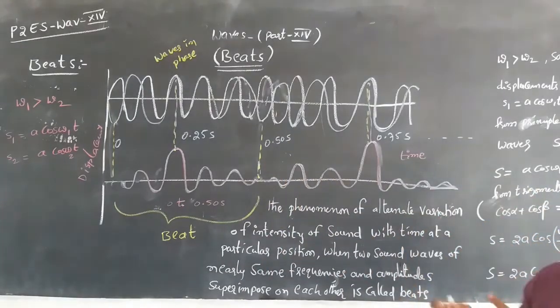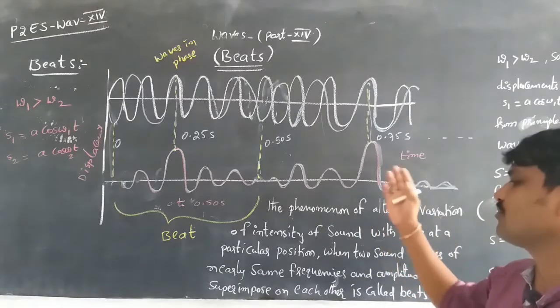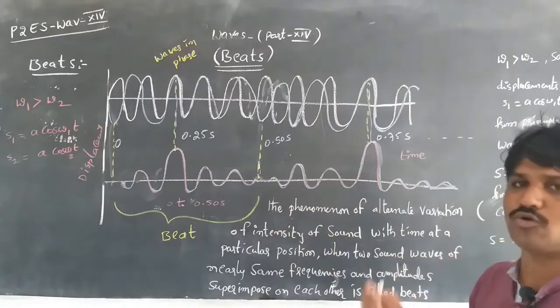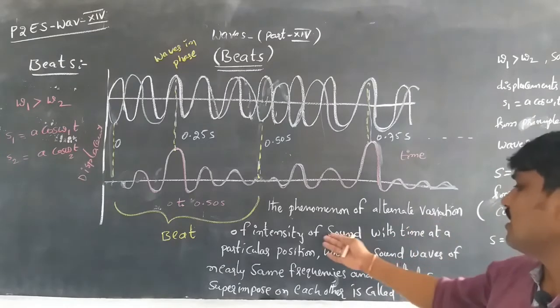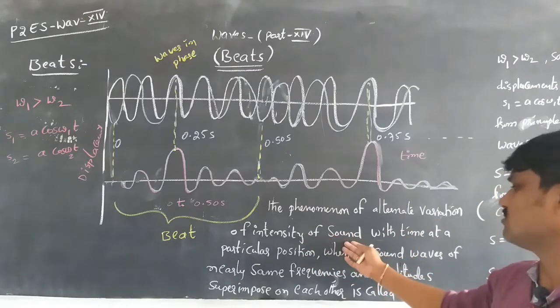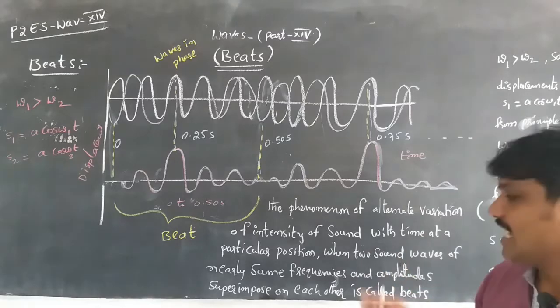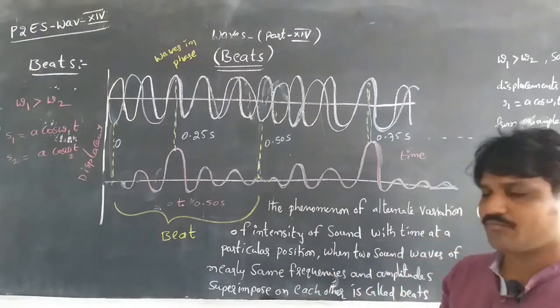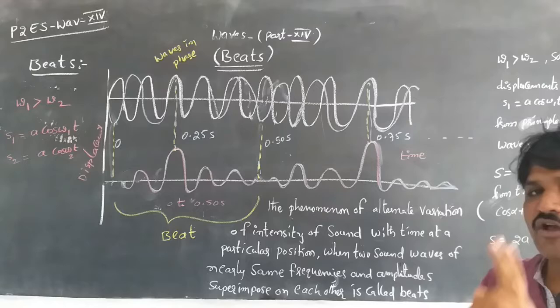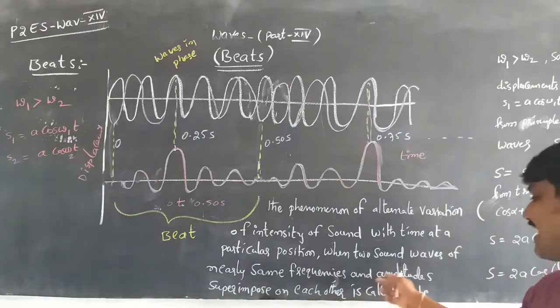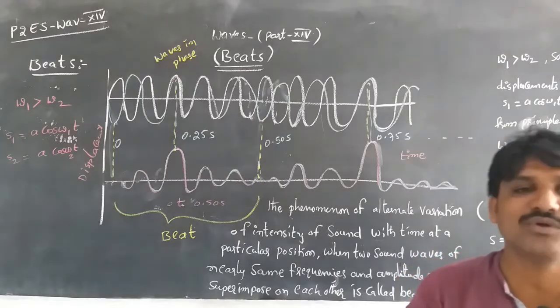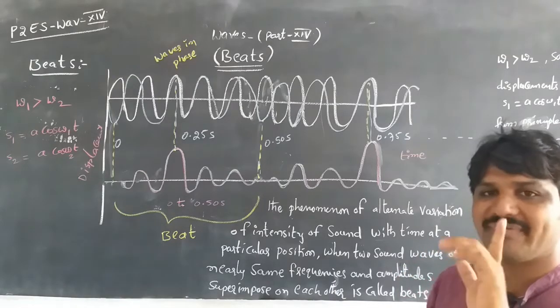That means to say, the phenomenon of alternate variation of intensity of sound with time at a particular position, when two sounds of nearly the same frequencies and amplitudes superimpose on each other, is called beats.